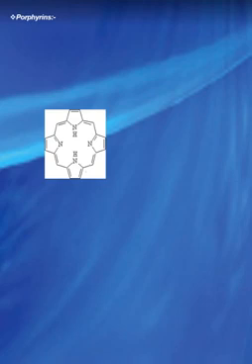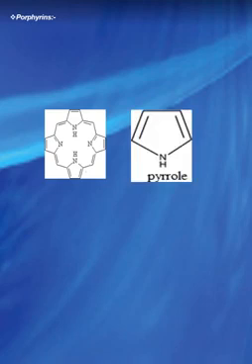In this, we discuss first about porphyrins. Here is the structure of porphyrins, and this is the structure of pyrrole. Coming to the complete explanation of porphyrins, first we'll discuss what porphyrins are.